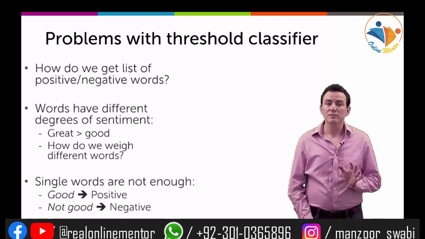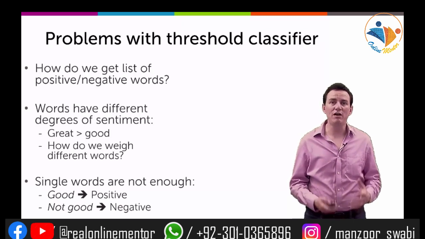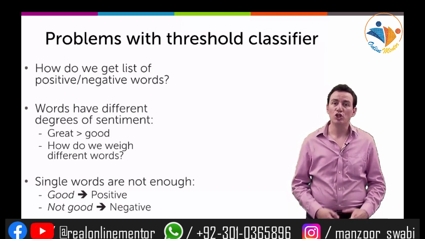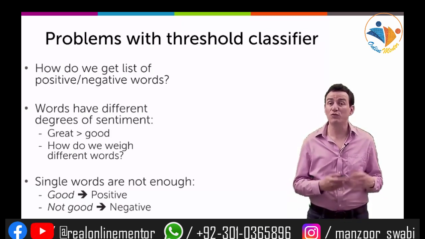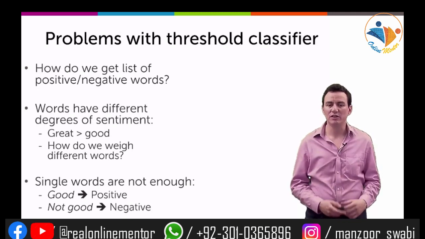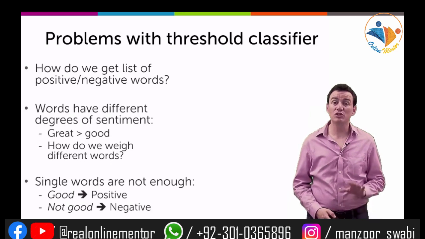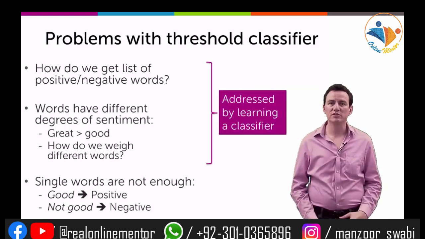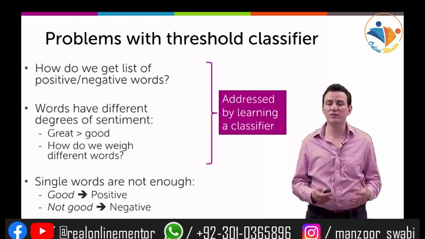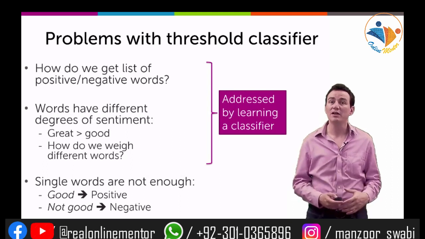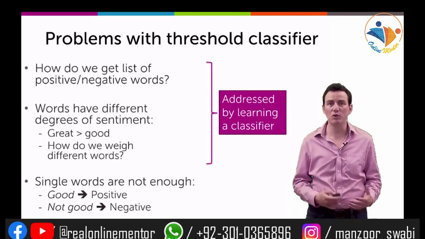And single words might not be enough to make good classifications. So the food was good is positive. The food was not good is actually negative. And so these are all issues that need to be addressed. The first two issues, where the positive and negative words come from and how you weigh them, are addressed by learning a classifier, and we're going to talk about that next.